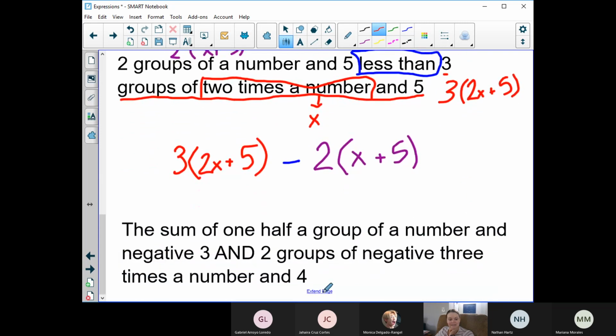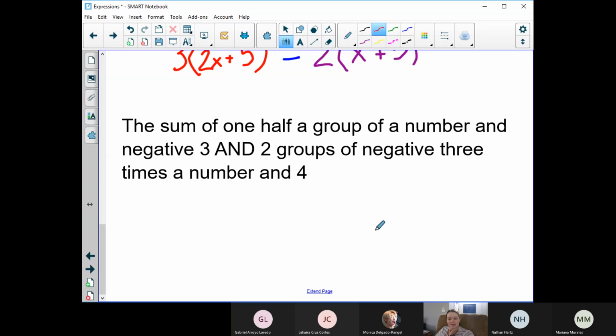All right. One more. And this is a long one. The sum of 1/2 a group of a number and -3 and 2 groups of -3 times a number and 4. Okay. So first thing, we know sum tells us we are going to add.